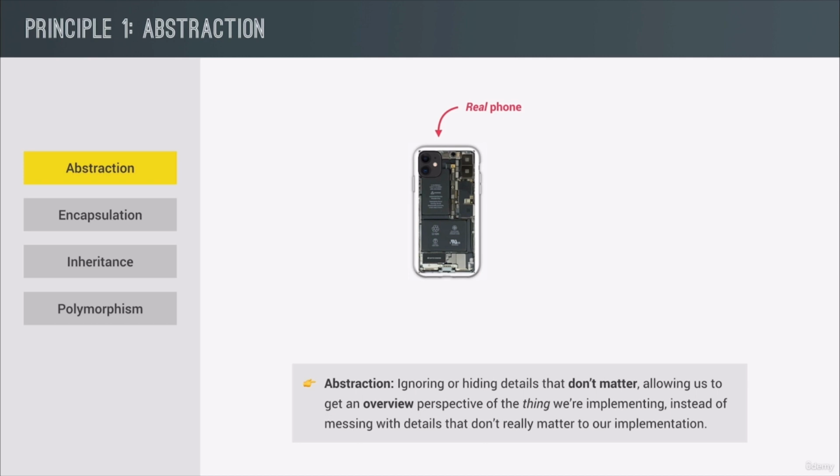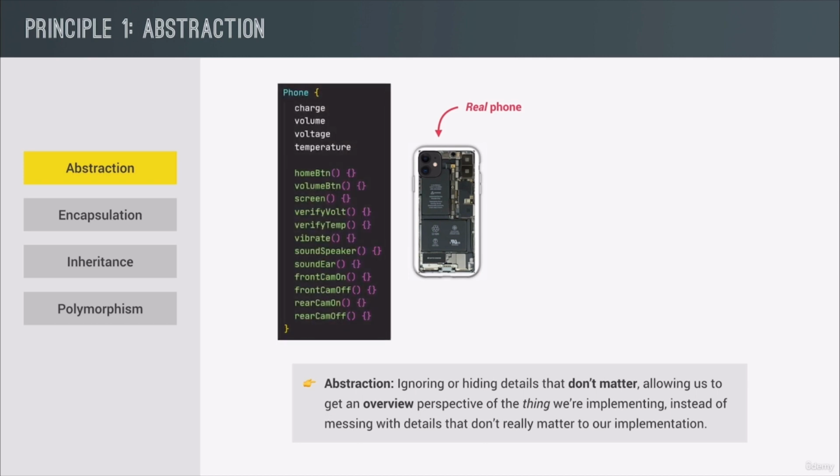So without abstraction, we could design our class to include everything that there is about a phone, including all the internal stuff like verifying the phone's temperature and voltage, turning on the vibration motor or a speaker, and other low-level details.